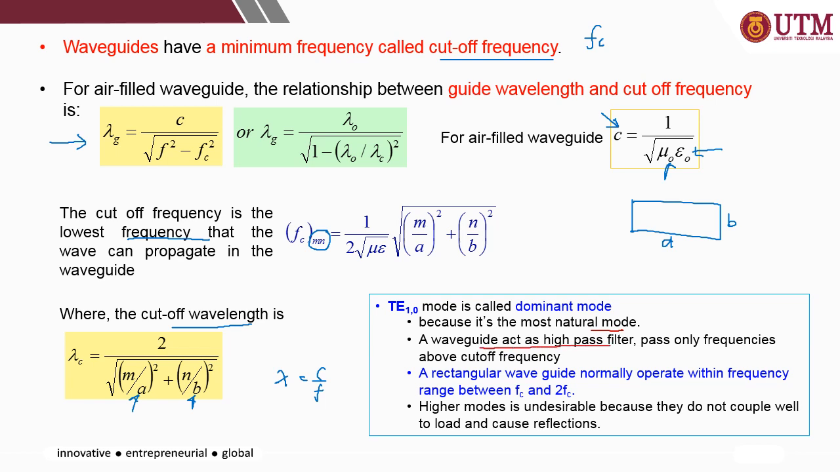A waveguide may act as a high pass filter that passes frequencies above the cutoff frequency, so F larger than FC, to ensure that the wave is propagated using the specified TE or TM mode. A rectangular waveguide normally operates within frequencies between FC and 2FC. Higher modes are undesirable because they cannot couple well to the load and cause higher reflections.